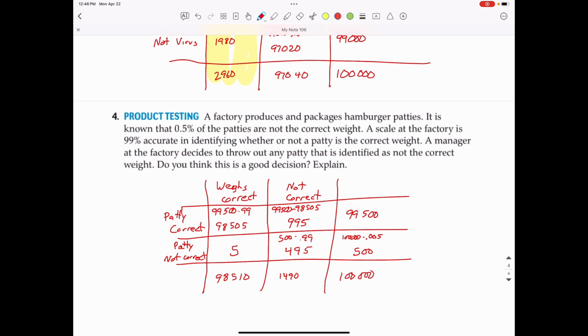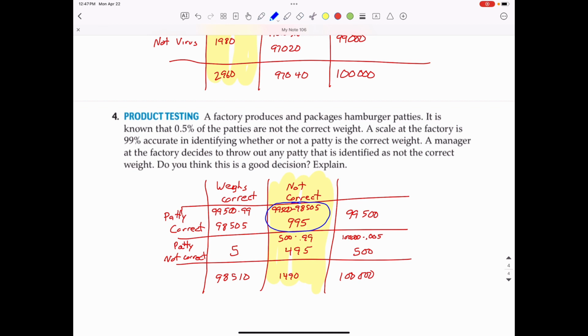So the question is, the manager decides just to throw out any patty that is not identified as the correct weight. So that is actually this column right here. This is the not weighs correctly column. The scale says it did not weigh correctly. So this is what we're looking at. So this area right here, this is your not weighs correctly, but the patty is actually correct.